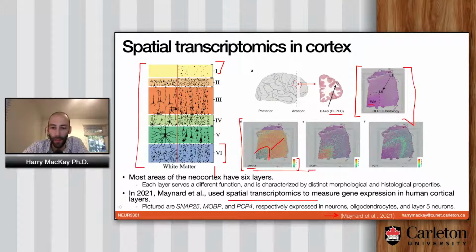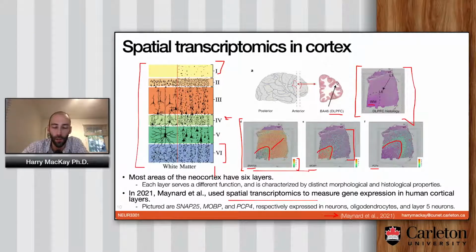MOBP, on the other hand, is a marker of oligodendrocytes. Those are the myelin-producing glia. That is expressed in high levels in the white matter, but it's expressed at very low levels anywhere else. And then PCP4, this gene here, you can see it's expressed uniquely or mostly by layer 5 neurons that live here in layer 5. And you can see that the expression of this gene forms kind of a band that corresponds to layer 5. There's some light amounts of expression elsewhere, but the strongest band is concentrated in layer 5.